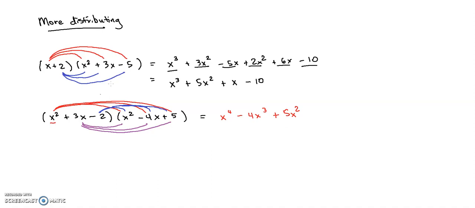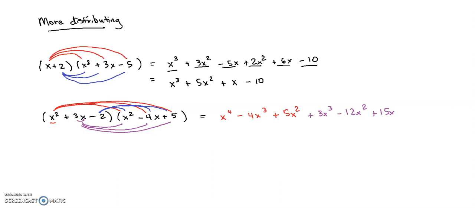All right, then I've got purple to distribute the 3x. So 3x times x squared would be plus 3x cubed. 3x times negative 4x, that would be negative 12x squared. And then 3x times 5 would be 15x. Okay, so that's distributing the 3x.